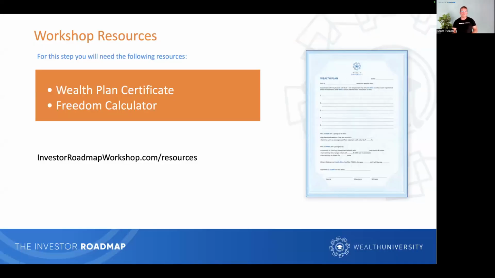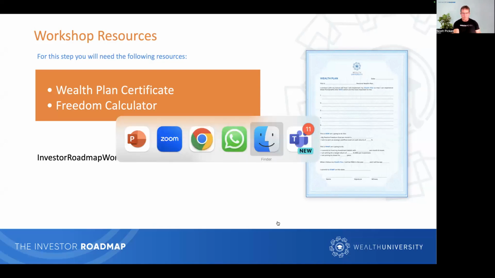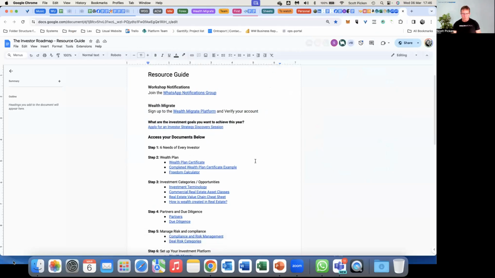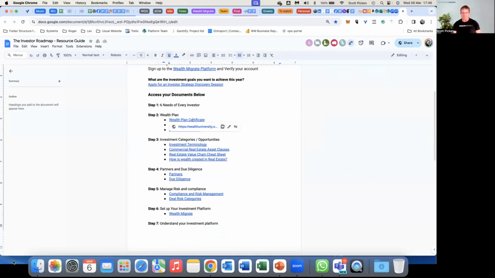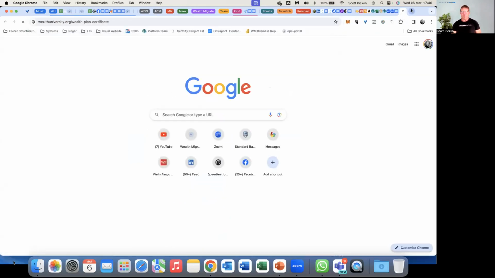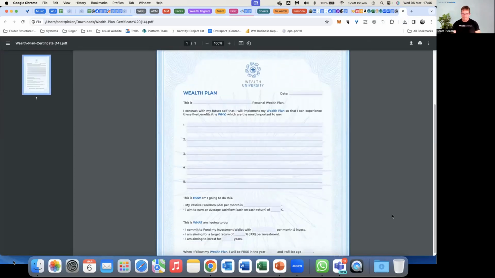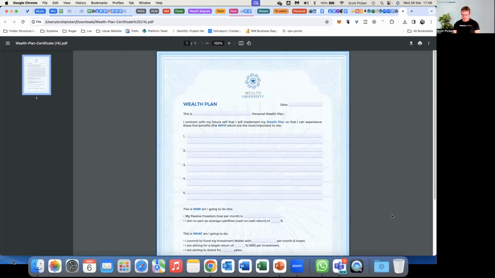Now, we've built an entire course to help you do this. But for the purposes of today, Shane has very kindly given you the resources. So let's just go back to the resource guide and look how cool this is. You literally go to the wealth plan certificate and you can literally go and open it. So there's my wealth plan certificate. And you can see there that I've downloaded it. And there's my wealth plan certificate. So your personal own wealth plan certificate.